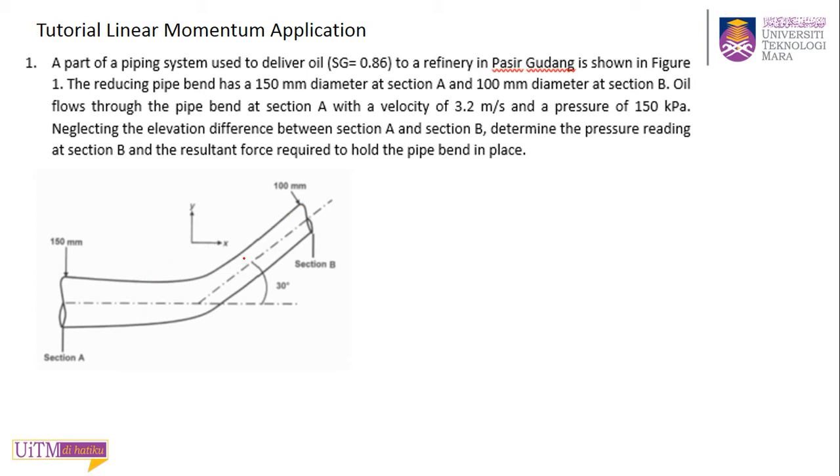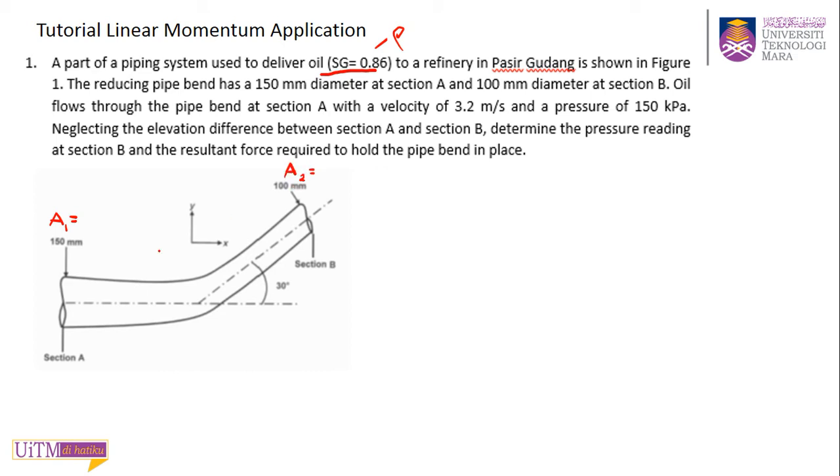Alright, the first one: a part of a piping system used to deliver oil, with specific gravity 0.86, which you can use to get your rho, to a refinery in Pasir Gudang, is shown in figure 1. The reducing pipe bend has a 150 mm diameter at section A and 100 mm at section B. This diameter will give you A1 and A2, just use pi r squared.